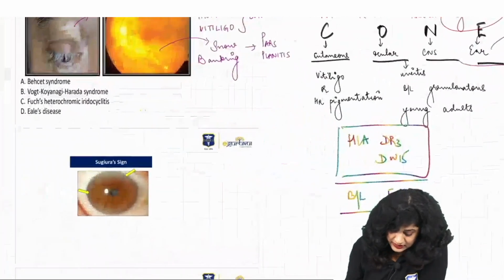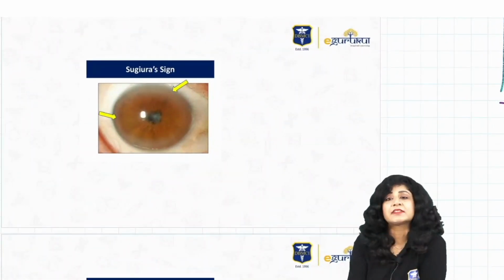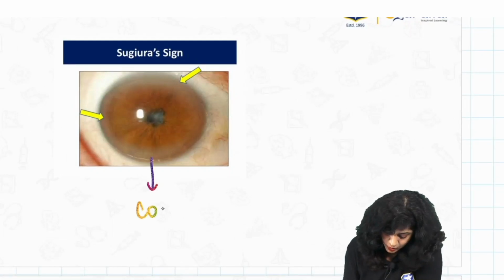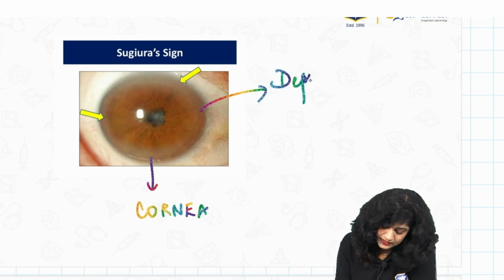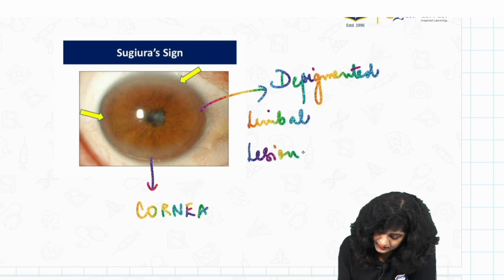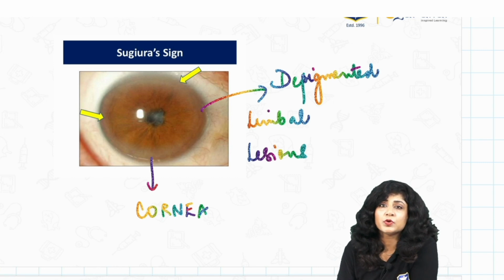Now there are certain other things that are worth noting like this. This is called as the Sugiura sign. What is Sugiura sign? That you can see over the cornea. This is actually the depigmented lesions. You can get the depigmented limbal lesions over the cornea. This is called as the Sugiura sign.